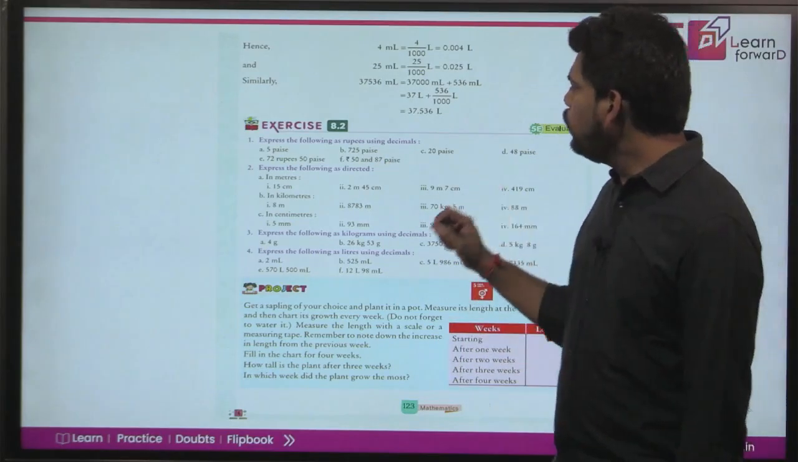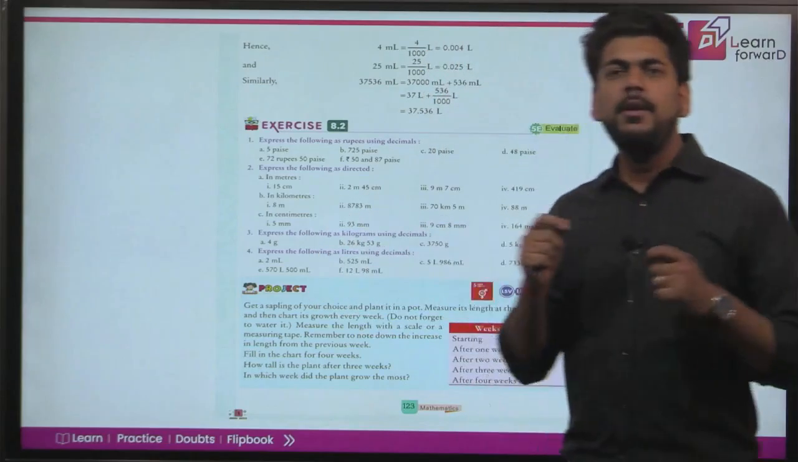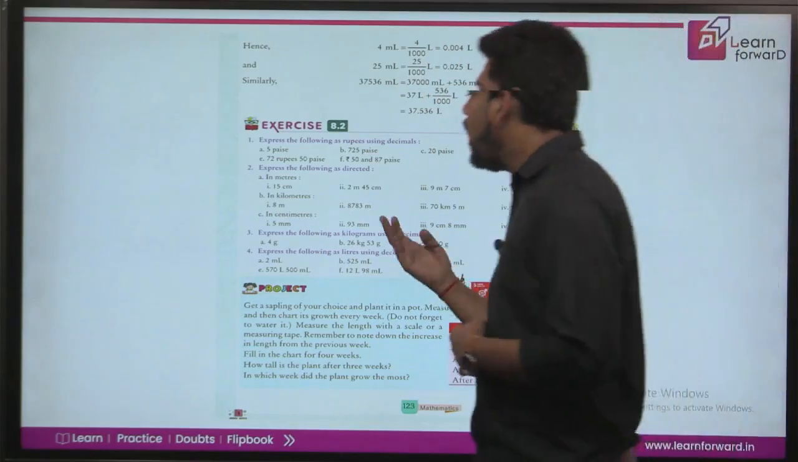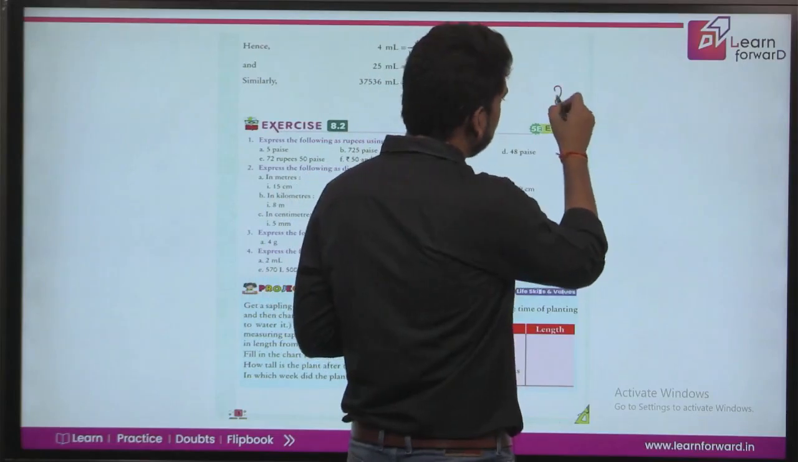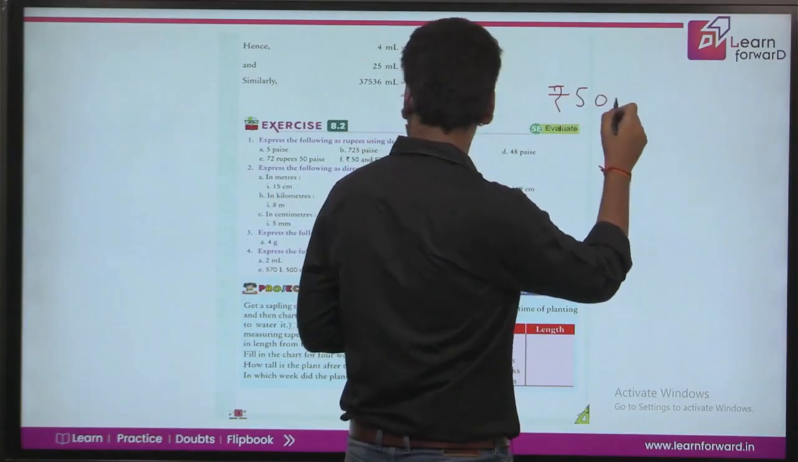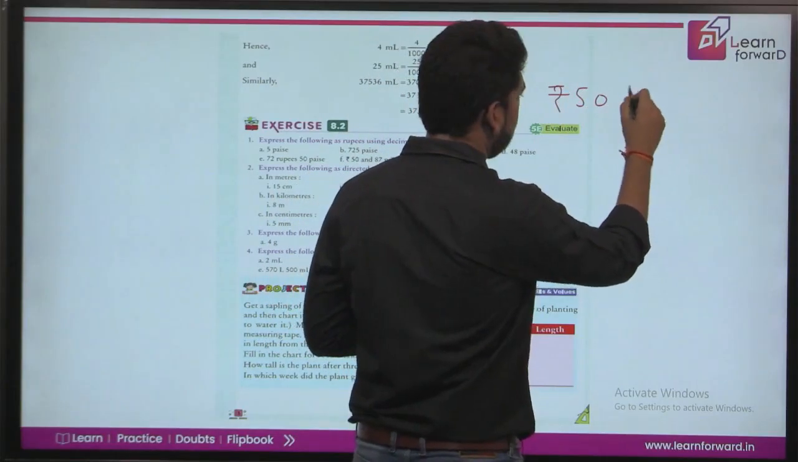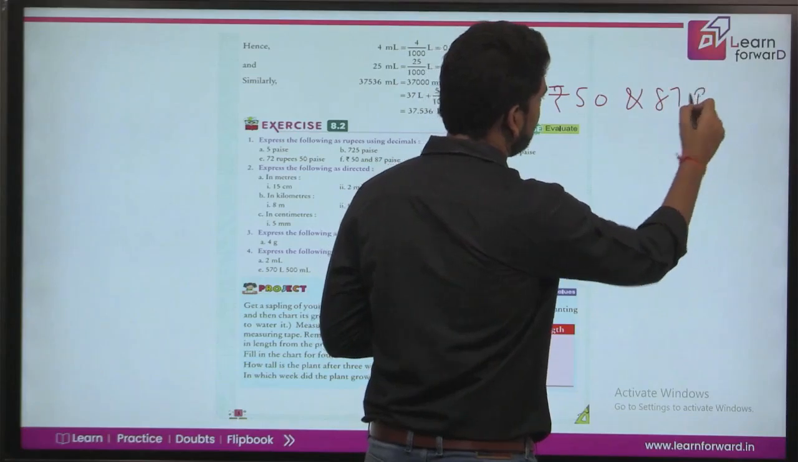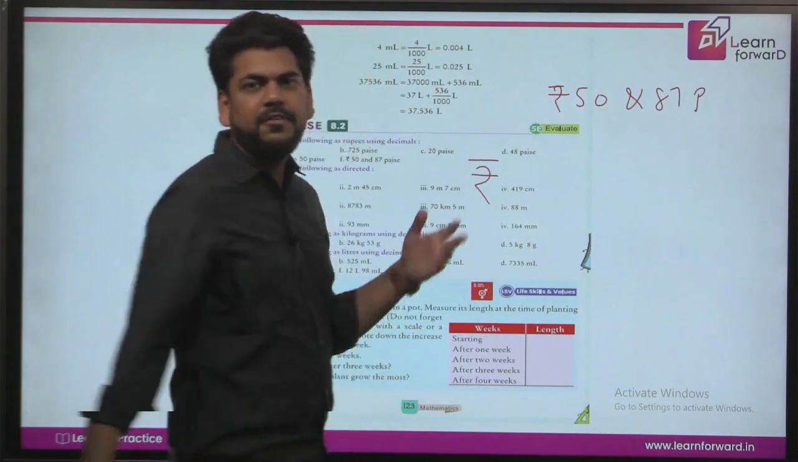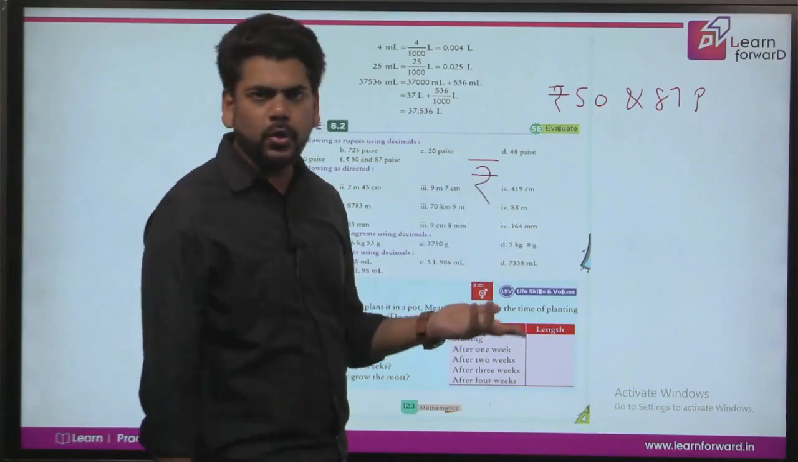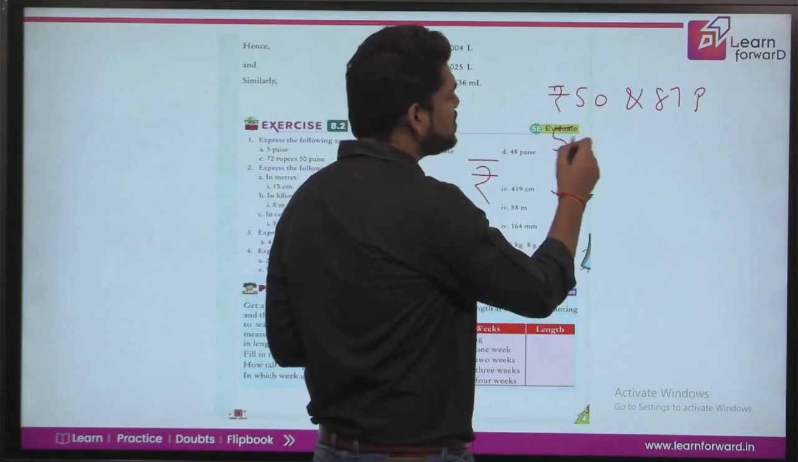We want to convert 50 rupees and 87 paisa in rupees. Now as we can see, 50 is already in rupees. Rupees 50 and 87 paisa. We want to convert them in rupees. 50 is already in rupees, no need to convert it. Write it as it is.